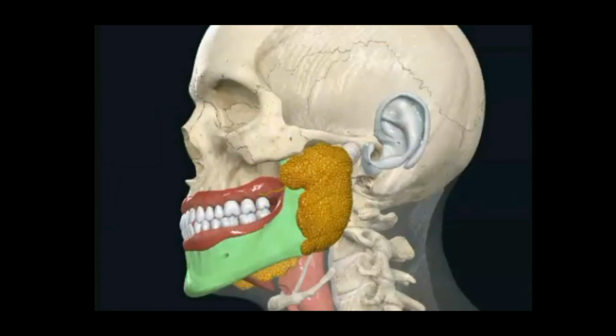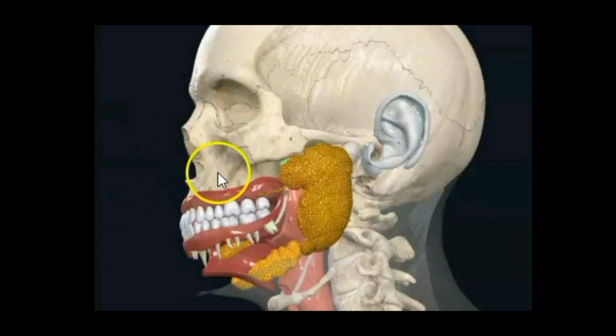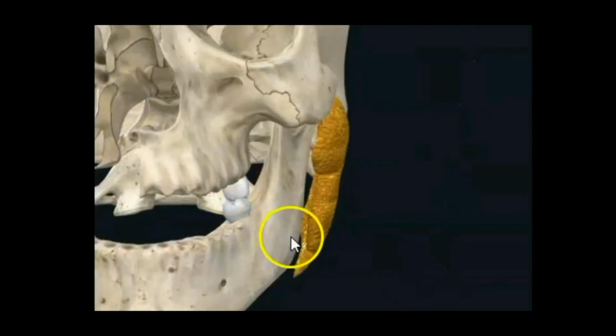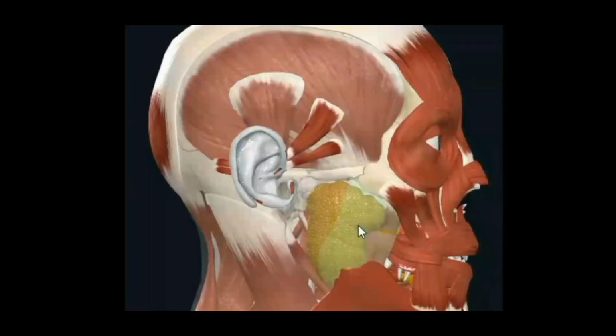Please make that, you will see, you can appreciate that. Okay, so this is about the location, shape, coverings, and it weighs around 25 grams in weight. Now coming to the presenting parts and relations.